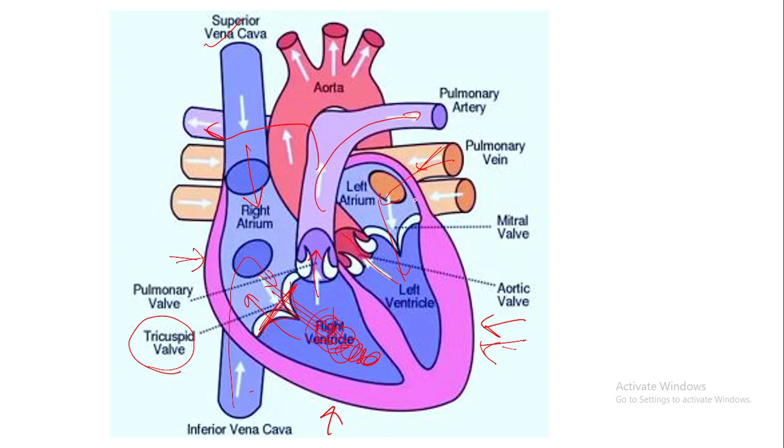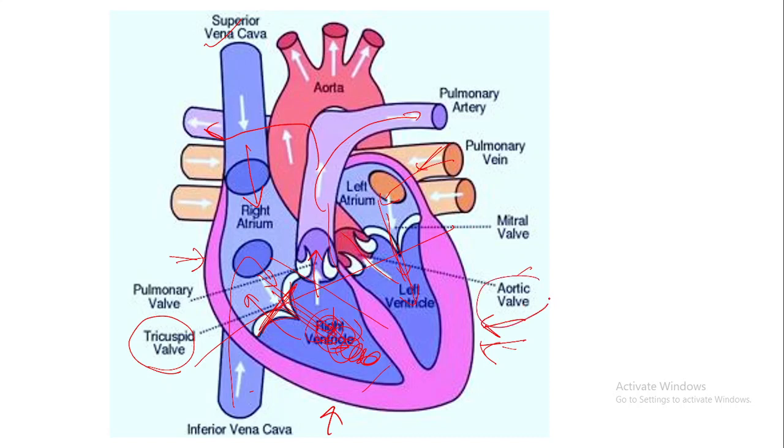So this movement of blood: when the entire upper atria contract, blood goes down to the ground floor, and when the ground floor contracts, the blood goes to another channel, which is the pulmonary artery and the aorta. From the aorta, the blood flows to all the parts of the body.